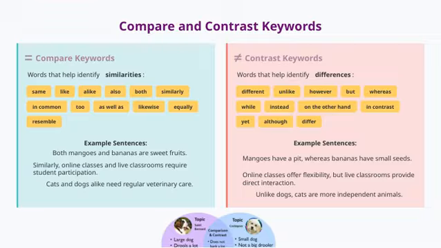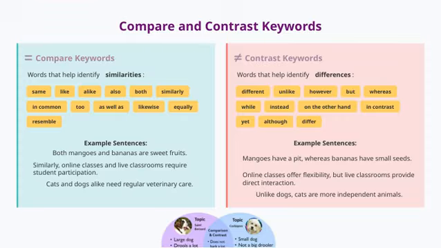Now, contrast keywords are quite different. They help us point out distinctions. Words like different, unlike, however, but, whereas, while, instead, on the other hand, in contrast, yet, although, and differ serve this purpose. For example, mangoes have a pit, whereas bananas have small seeds, clearly distinguishes between the two. Or, online classes offer flexibility, but live classrooms provide direct interaction, which shows a contrast between the two formats. And unlike dogs, cats are more independent animals, highlights a key difference.